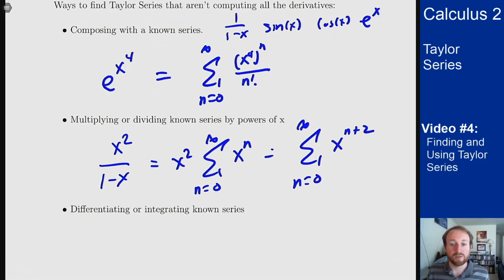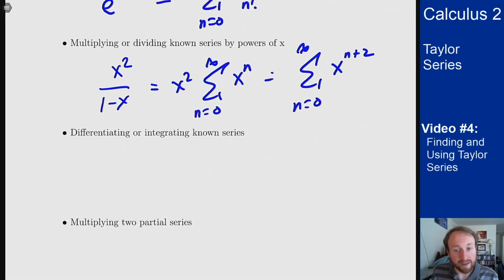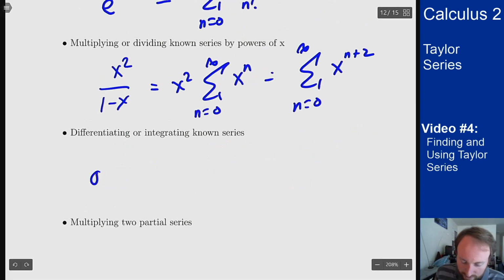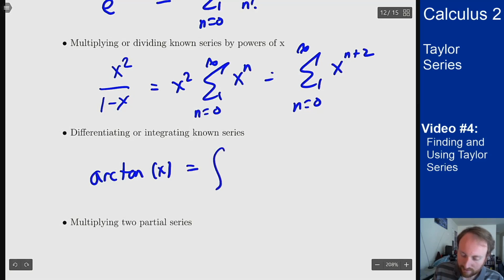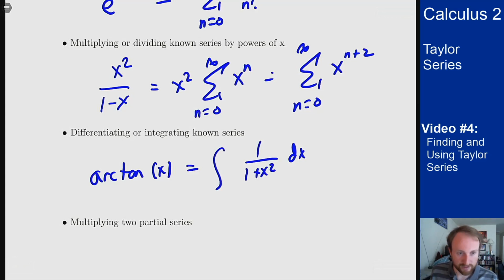Because we know we can differentiate and integrate things term by term, we can also use derivatives and integrals to tell us what these things should be. If you're doing an arctan, which we've done previously, we now know that the power series we got is the Taylor series for this function. This is the integral of 1 over 1 plus x squared dx, and that I can write as a power series, which is then a Taylor series because it converges.